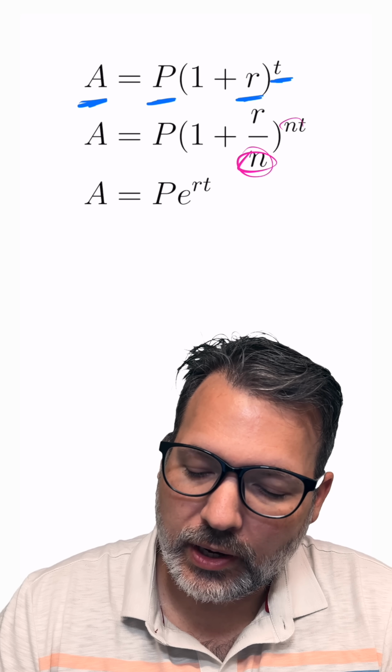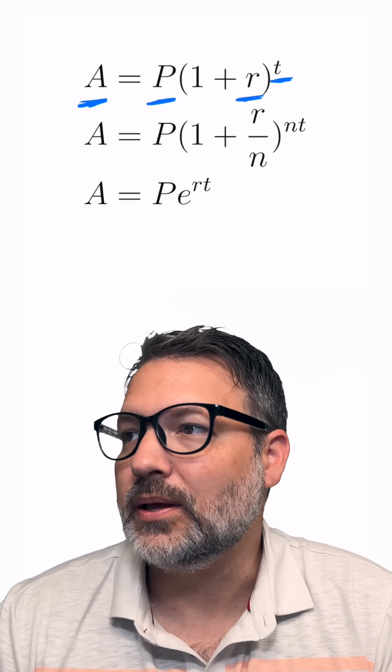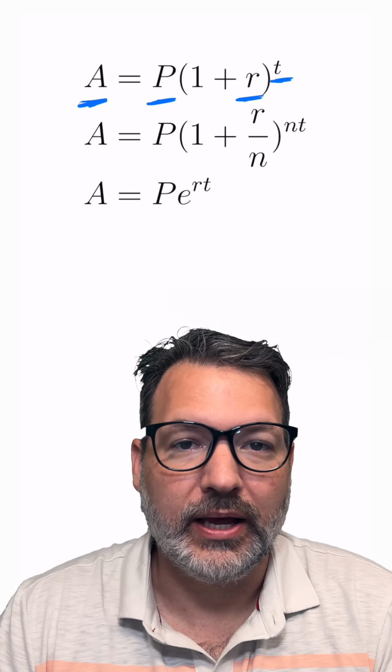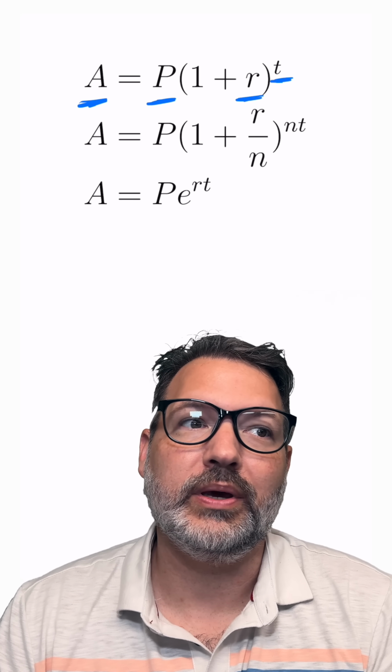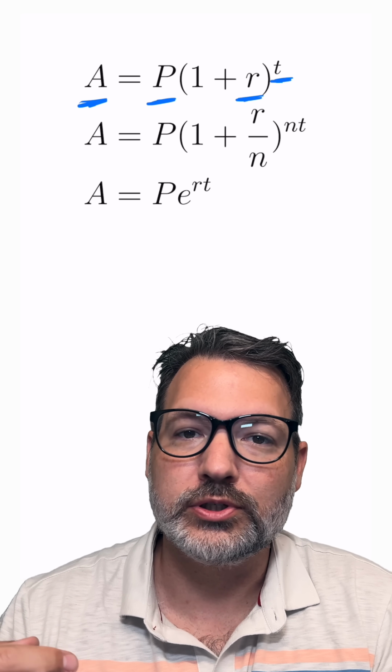In the real world, we also include this factor N. N is how often the investment compounds in a given year. If the investment is something as simple as a savings account at a bank, N might be 12, because the bank is going to put the interest you've earned into the account at the end of each month, and that's going to happen 12 times a year.